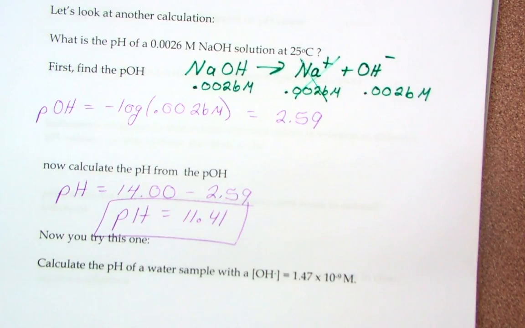Okay, now you do the next one. Find the pH of a water sample where the hydroxide concentration is 1.47 times 10 to the negative 9th molar.